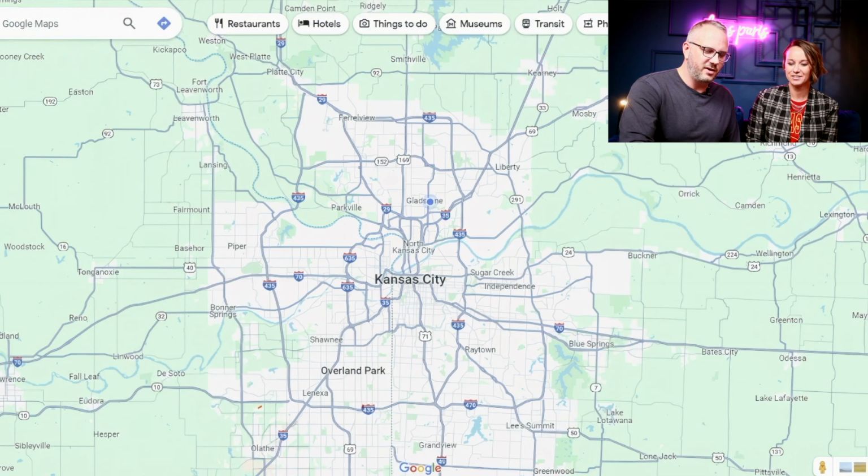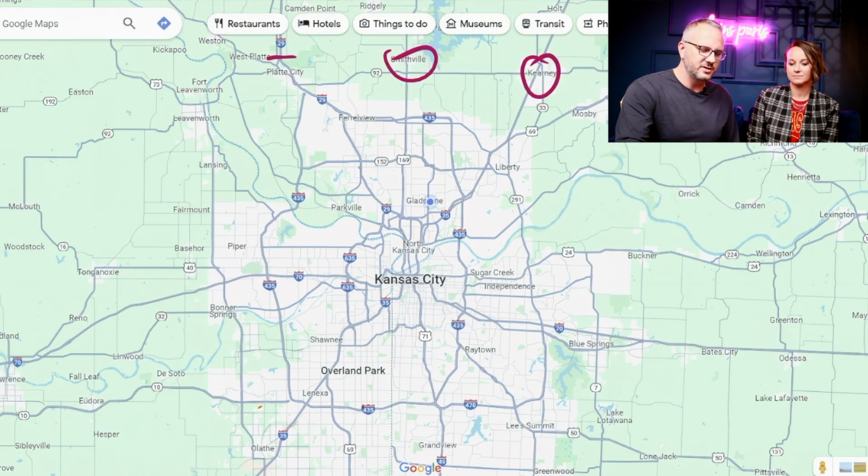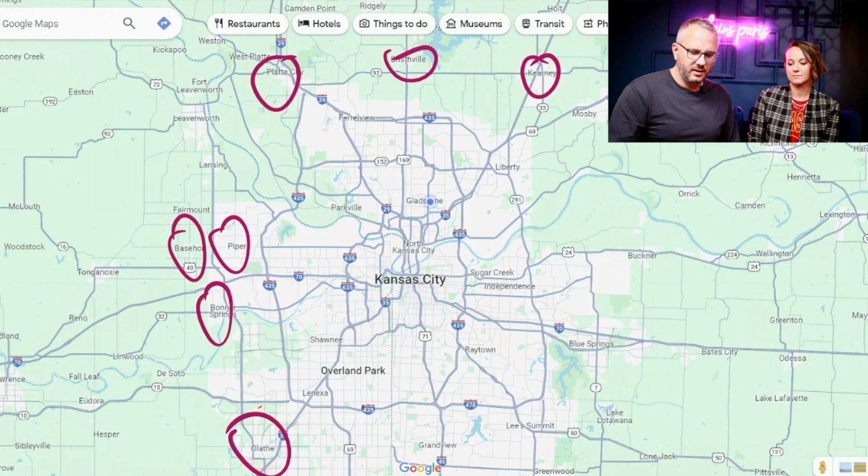Now, if you lived out in the rural areas and you wanted 2 acres, 5 acres, 10 acres, something like that, that large house and a little bit of space, it's totally doable in areas like Smithville, Kearney, Platte City. Basehor is really popular, Piper, Bonner, Olathe. Outside of Lee's Summit, like Bates City, Buckner, these types of areas, now you're out in what we call country.